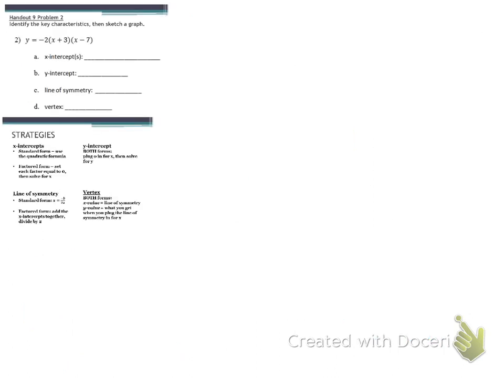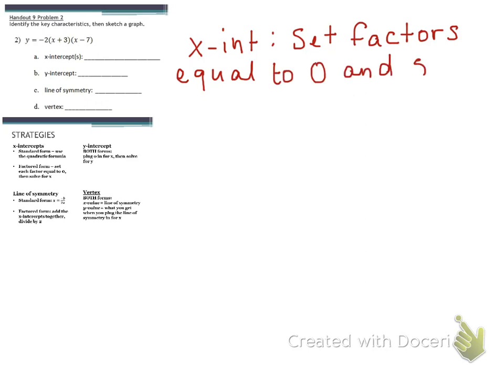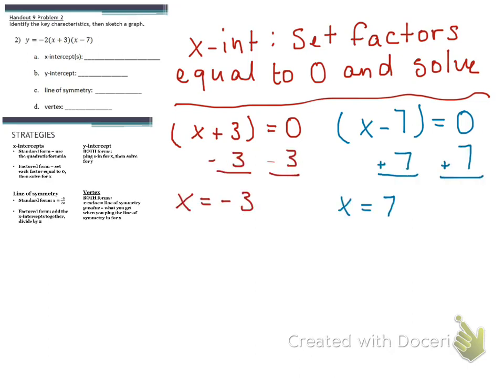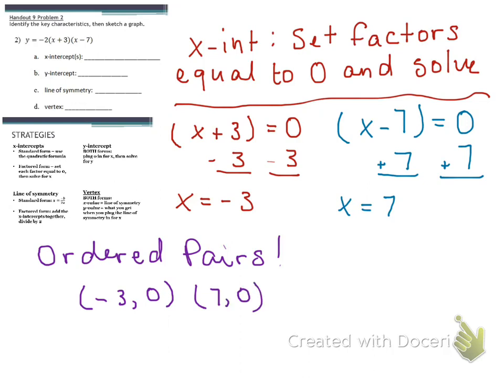Okay, for our second example, this equation is in factored form, so we need to use the strategies for factored form. So for our x-intercepts, we're going to set the factors equal to 0 and solve. So we'll have x plus 3 equals 0 and x minus 7 equals 0. We're going to subtract 3 from each side to get x equals negative 3, and then add 7 to each side to get x equals 7. But we're not done because we need to put them in ordered pairs, so we'll have negative 3, 0 and 7, 0.